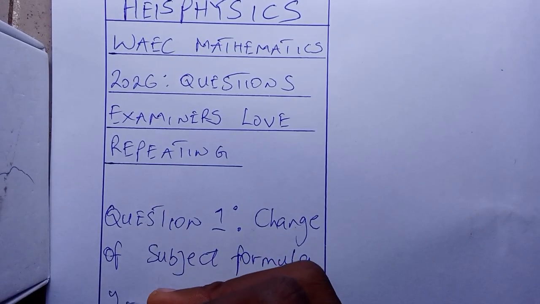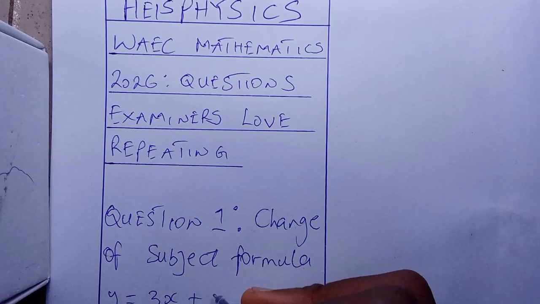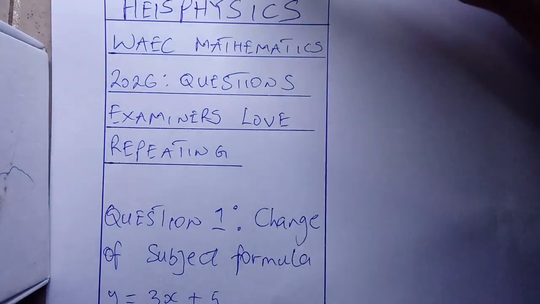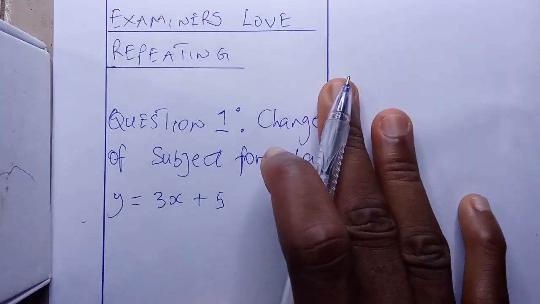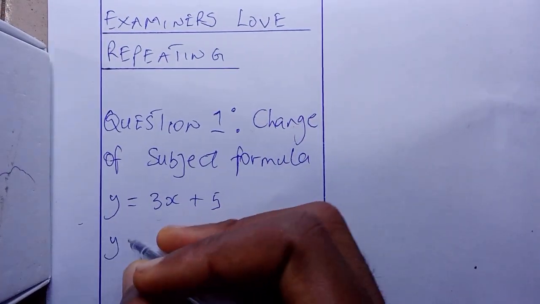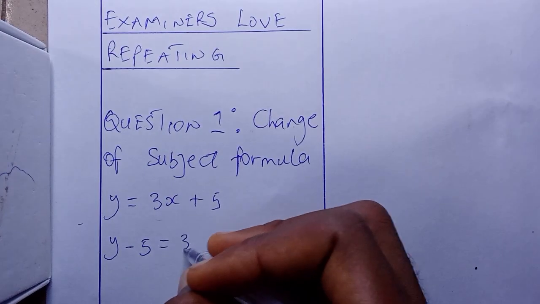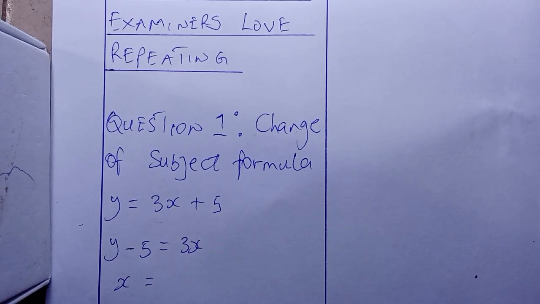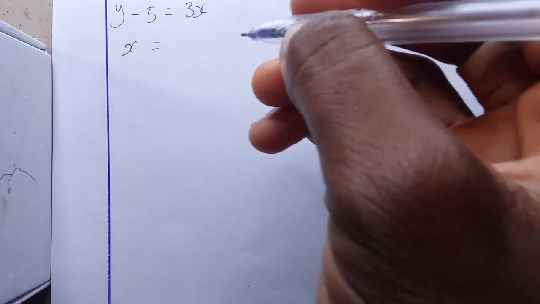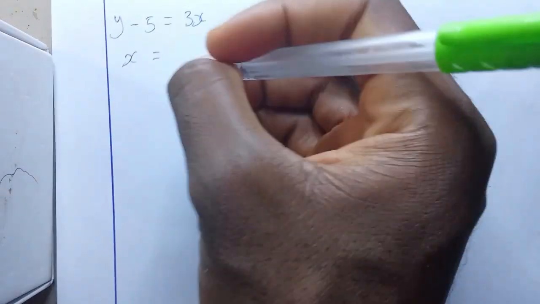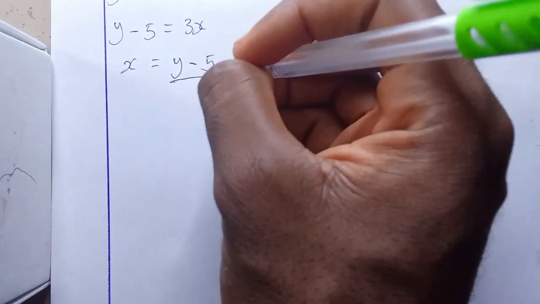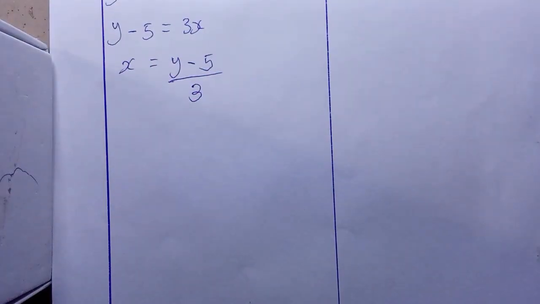So we have y equals 3x plus 5. And from here, they can tell you, make x the subject of formula. How will you do that? It's very, very easy. We have y minus 5 equals 3x, right? To make x the subject of the formula, I have to divide both sides by 3. So we have x equals y minus 5 all over 3. This is how you make x the subject of formula.